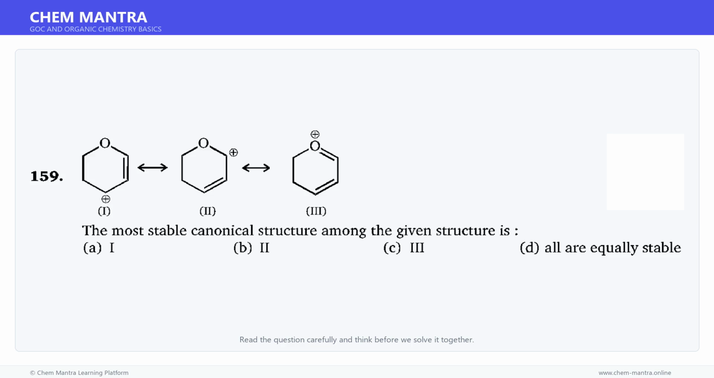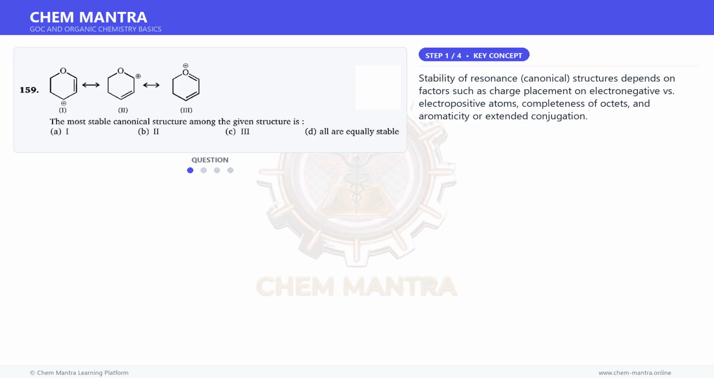Here is a question. Read it carefully and think about the answer. Let us solve it step by step. Let us first understand the key concept here. Stability of resonance canonical structures depends on factors such as charge placement on electronegative versus electropositive atoms, completeness of octets, and aromaticity or extended conjugation.